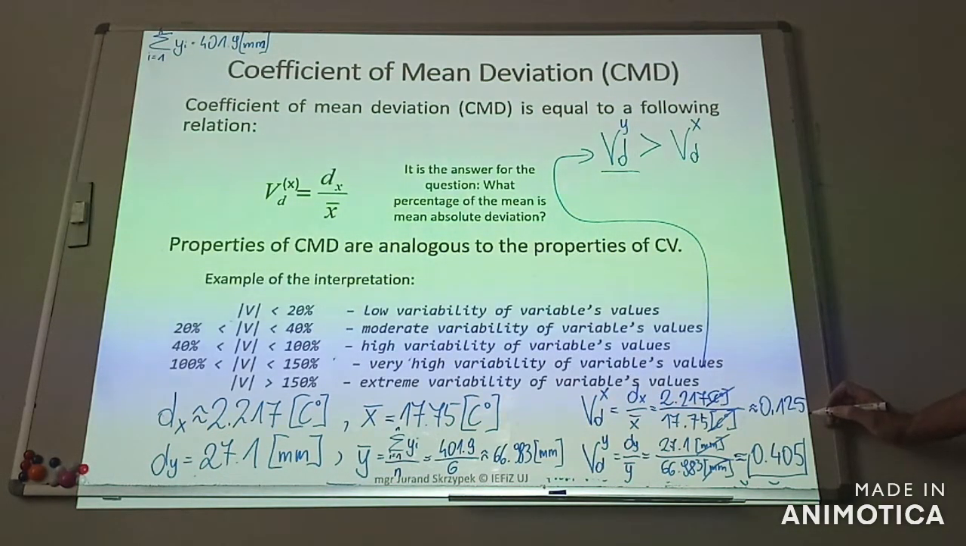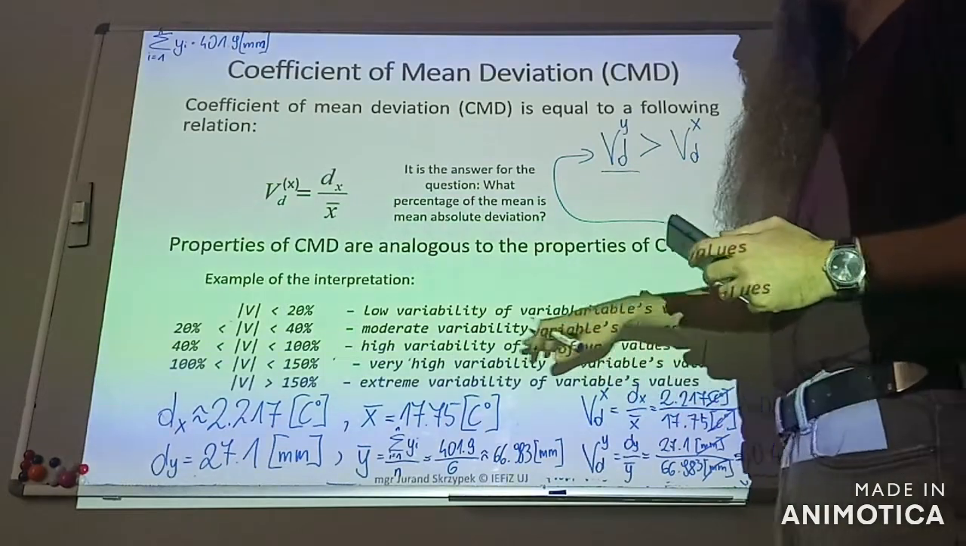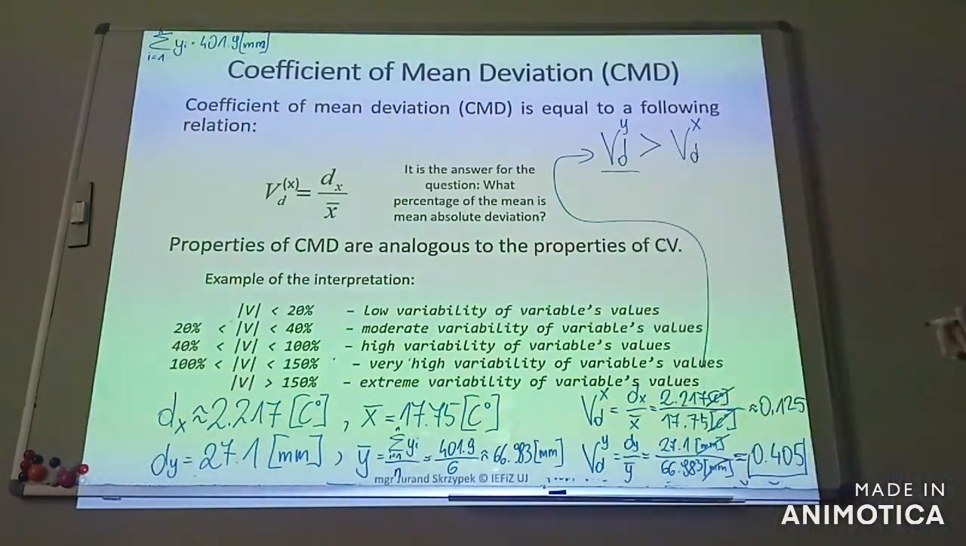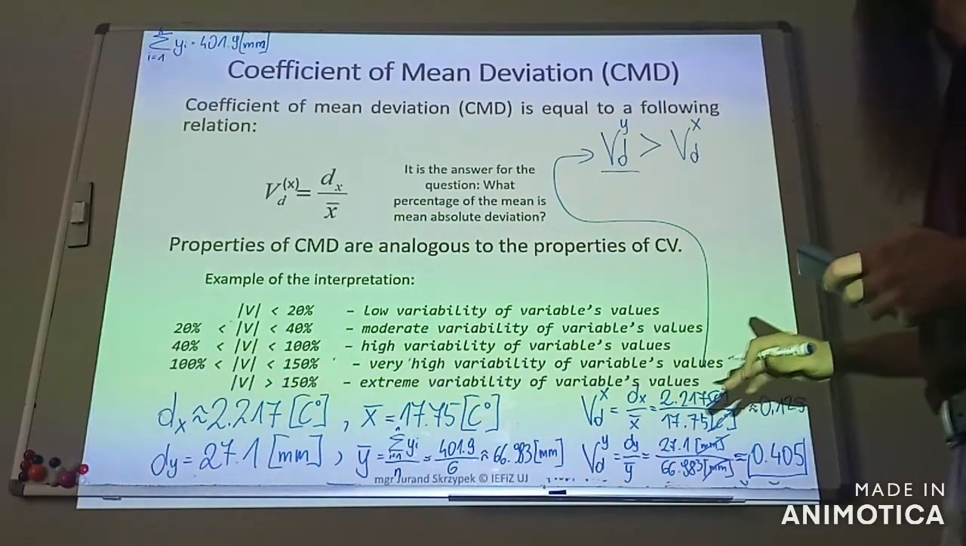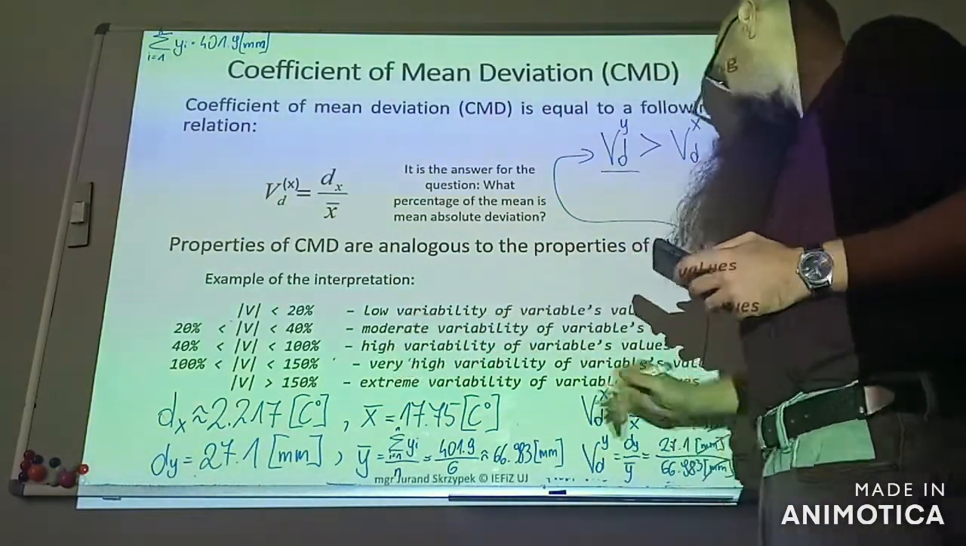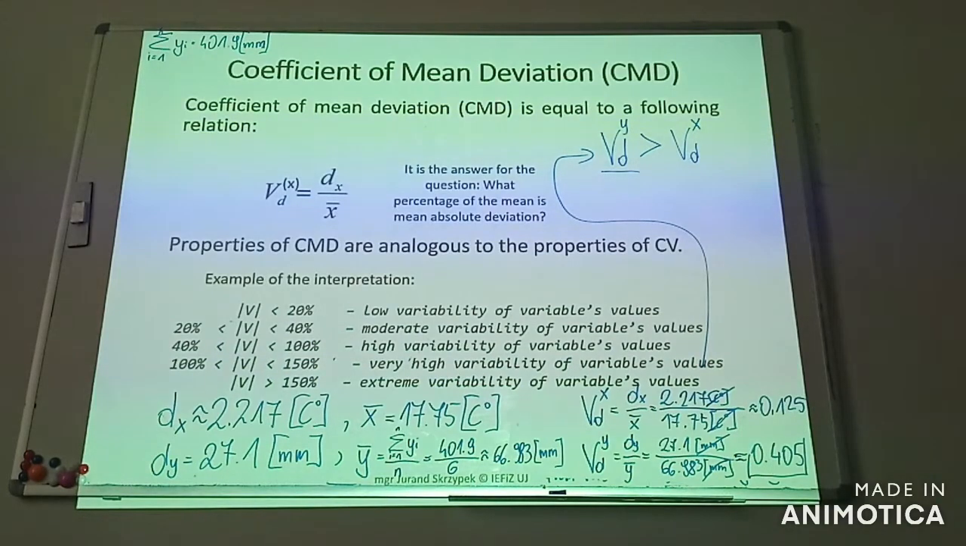In the case of average monthly temperature, we are talking about low variability of the variable's values. In the case of monthly precipitations, we are talking about moderate to high variability of monthly precipitation values. Yeah, so as you can see, Krakow is more differentiated in respect of monthly precipitations.